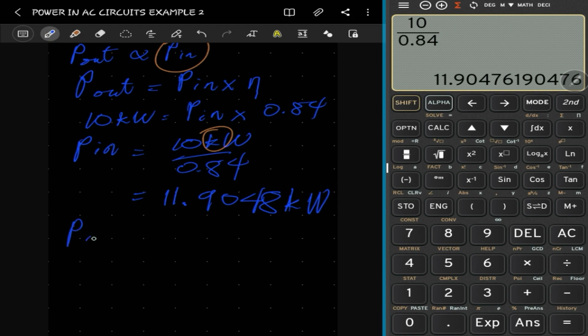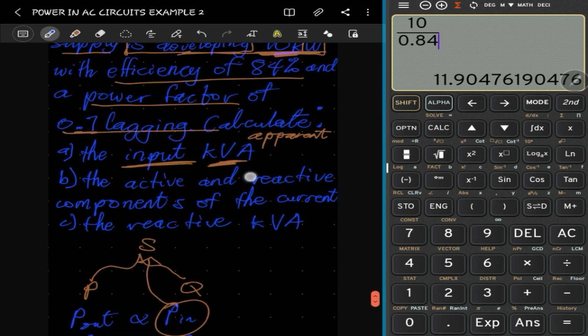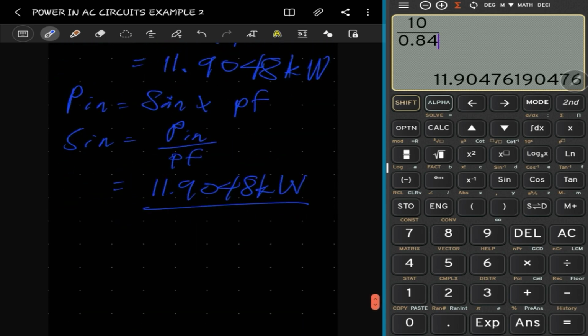We know P in is equal to S in, just using the symbols, times the power factor. So S in is equal to P in, the power input, all over the power factor. The P in is 11.9048 kilowatts, and the power factor was 0.7 lagging, so now we'll just use the value 0.7. Let's see what we get.